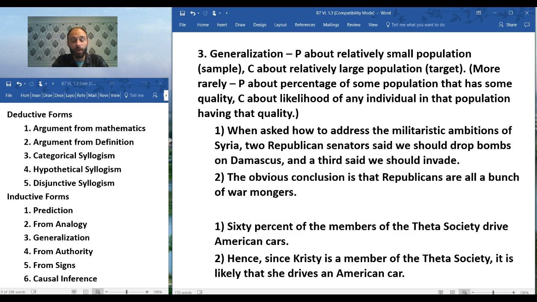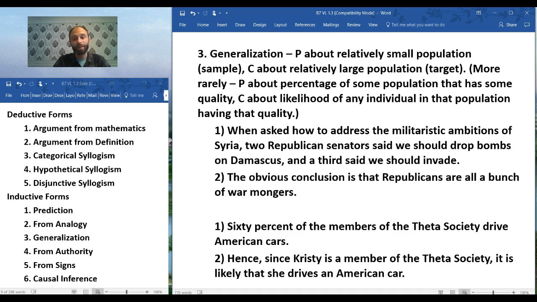The first example we'll look at: when asked to address the militaristic ambitions of Syria, 2 Republican senators said we should drop bombs on Damascus, and a third said we should invade. The conclusion drawn here, the obvious conclusion, is that Republicans are all a bunch of warmongers. So here we have a sample, right? The premise is about a sample, specifically a sample size of 3, and then the conclusion is about a much larger population having that same quality.